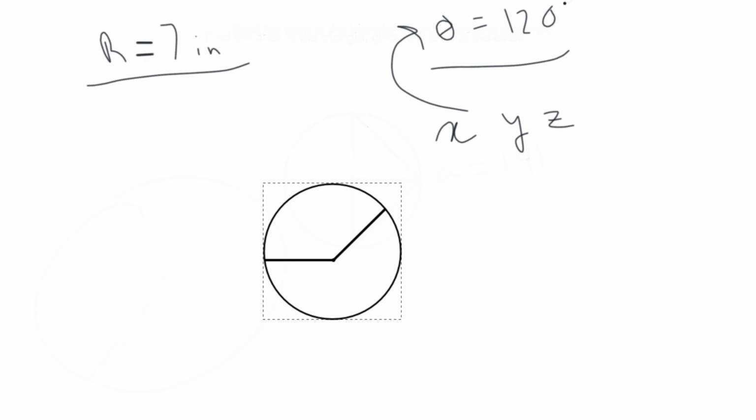Okay, so this problem might look confusing at first. Our radius is 7 inches, and then this wacky symbol, it's actually called theta, is 120. And you might be wondering, what is theta? Well, theta is basically like a variable, like x, y, or z. But it's mainly used to represent angles in problems like these, where we're going to find arcs.